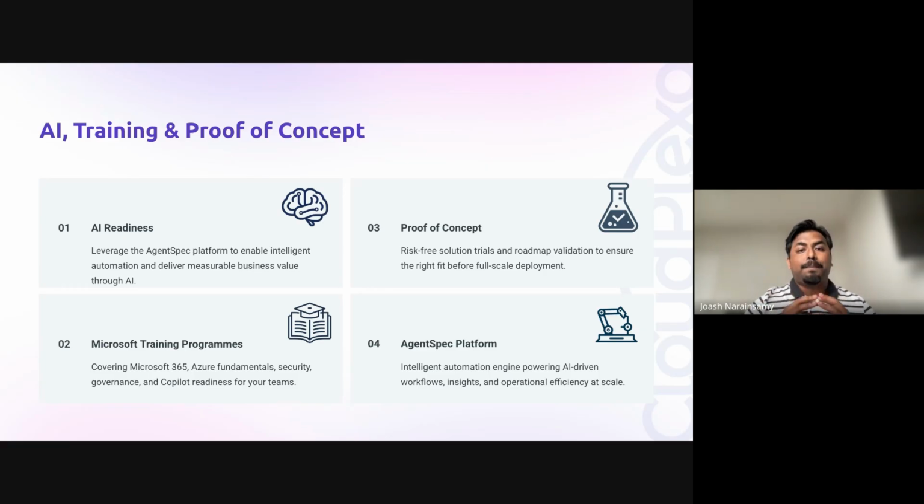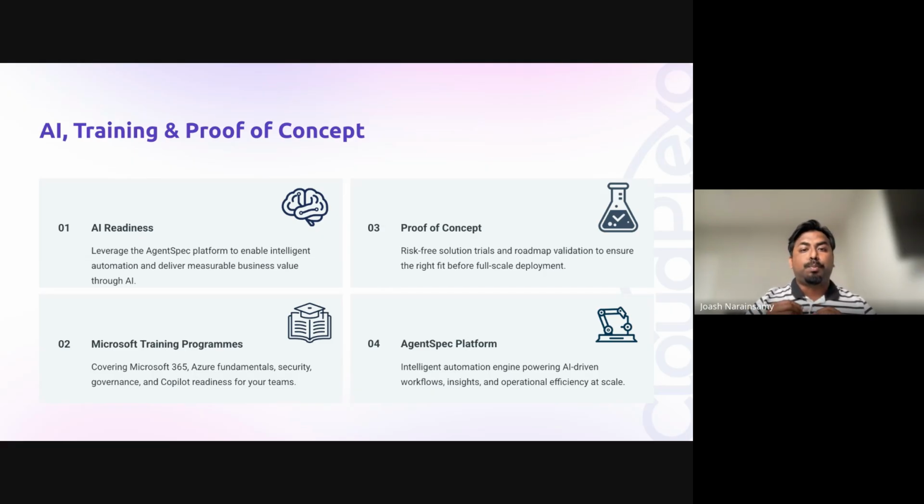Four, we are empowering people through training. One of the biggest reasons technology projects struggle is not because the technology doesn't work. It's because people don't feel confident using it. That's why we provide complimentary Microsoft training programs covering Microsoft 365, Azure fundamentals, security, governance, and Copilot readiness. Business technology only delivers value when people embrace it.